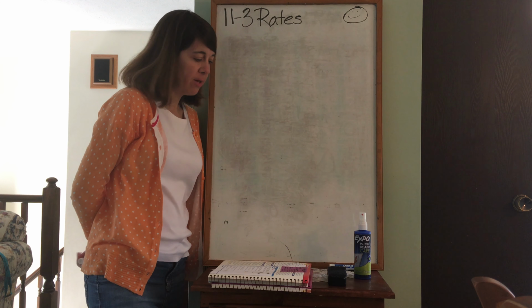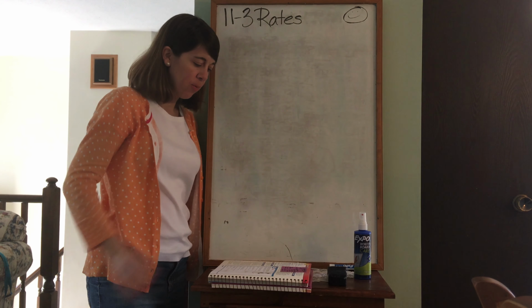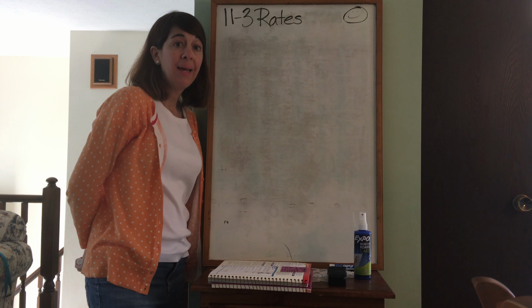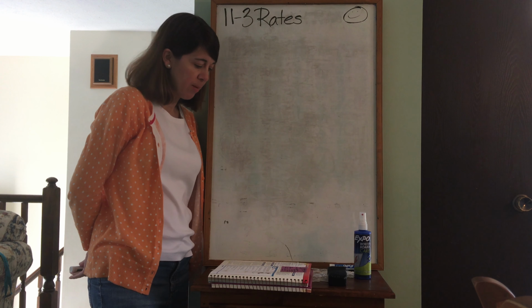Taking a look at the top of the page, the first paragraph tells us a rate is a ratio that compares two quantities with different units of measure, and a unit rate is a rate that has one unit as its second term or denominator.